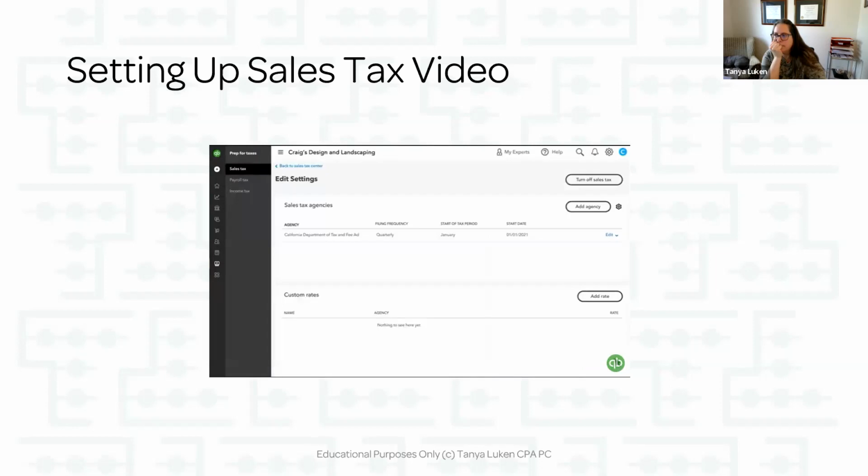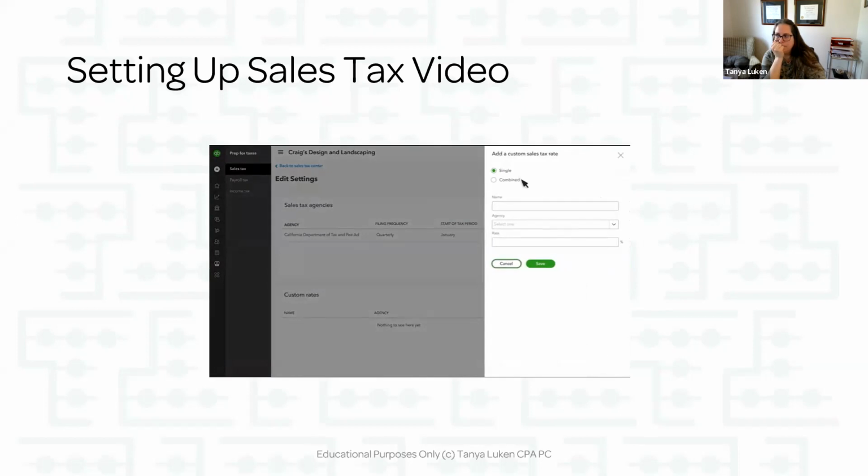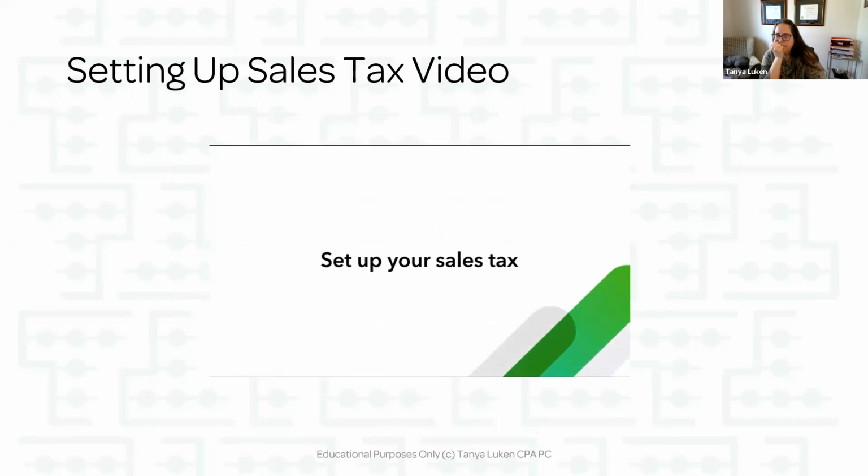You can also add a custom sales tax rate if something you collect wasn't automatically set up. Just choose whether it's a single or combined rate, the name of the sales tax, and what agency you collect it for. Now you're ready to set up sales tax for your company.